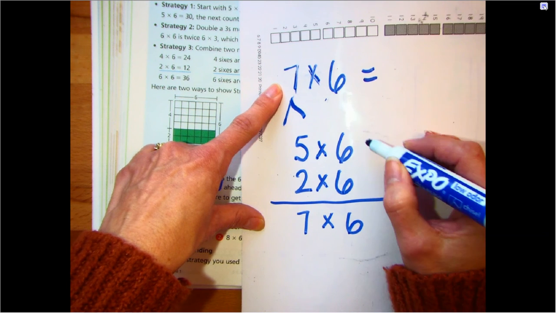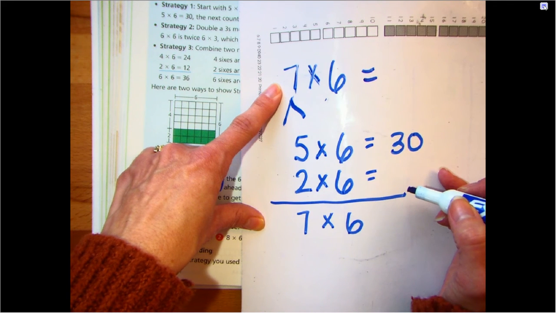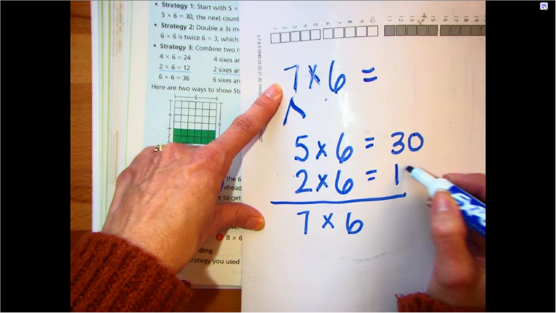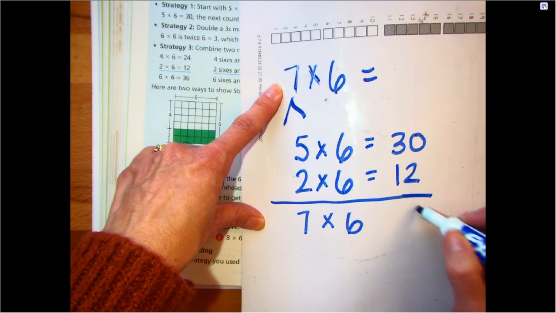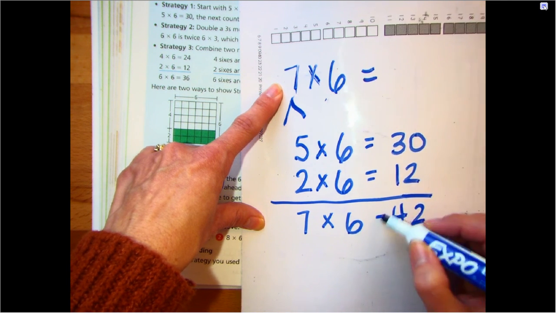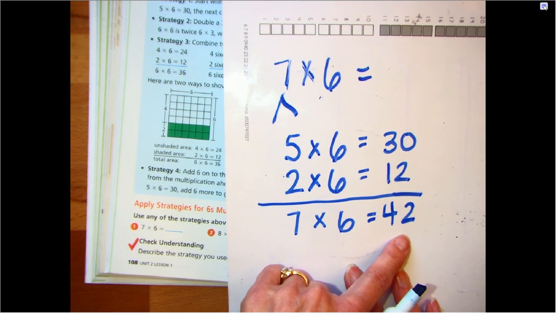what is 5 times 6? Well, I know that's 30. I'm good at those. 2 times 6, I know because I know my doubles really well, is 12. So if I add those products together, it's 42. Now I know 7 groups of 6 is 42.